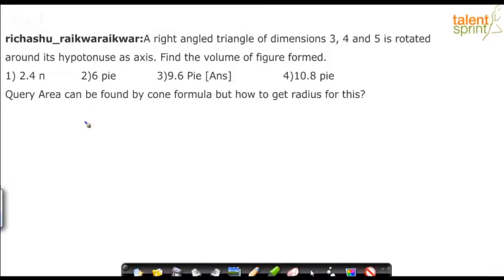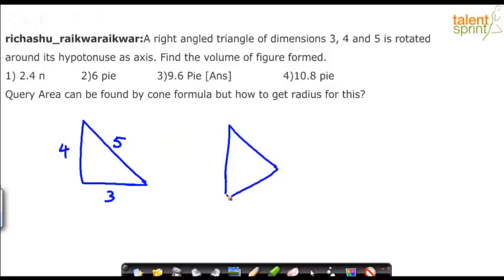So what happens here? See, there is a right angle triangle. Dimensions are 3, 4, and 5. So this is 5, obviously. Let's say this is 3 and 4. It is rotated around the hypotenuse as its axis. So if the hypotenuse is taken as axis, it is rotated. So what figure will be formed? Basically, try to visualize this. There is no way I can draw a 3D figure here, but try to visualize. When you rotate the right angle triangle along its hypotenuse, it will look like what? So basically, let's first take 5 as a straight line, right? Because we are rotating along 5. So it will be easier to imagine. So if it is rotated like this, what figure will be formed?